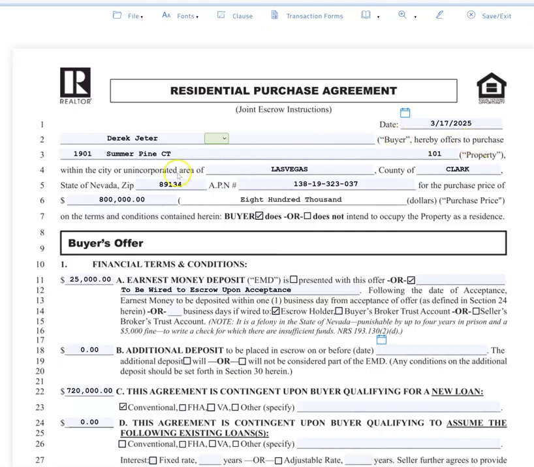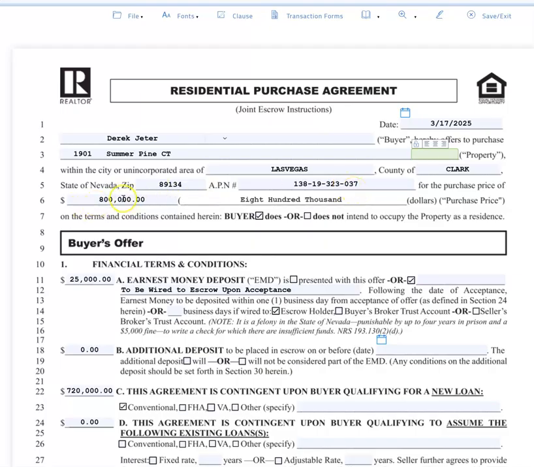The buyer hereby offers to purchase, and here you're going to type in the address of the property. In this case, it is not a condo. So it's 1901 Summer Pine Court, within a city or unincorporated area of Las Vegas, County of Clark, State of Nevada, zip code 89134. The parcel number is 13819323037. A little tidbit, the APN number is always 11 digits, just so you know.